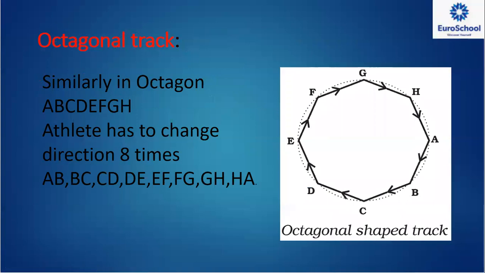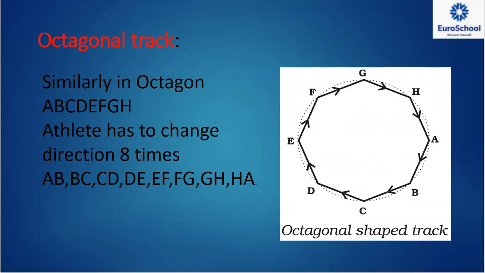Let's see the next track, the octagonal track. As the name suggests, octa means 8. When I say octagonal track, it has 8 edges. So when an athlete is running on an octagonal track, he has to change his direction 8 times. Look here, if he starts at A, he has to change direction at B, C, D, E, F, G, and H. So he has to keep on changing the direction 8 times to complete the octagonal track.